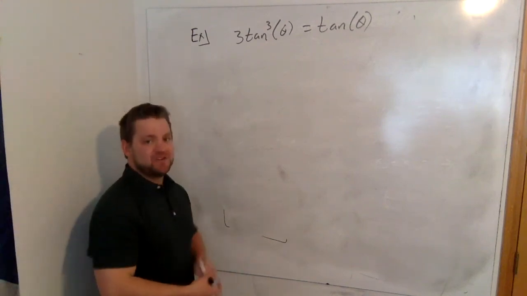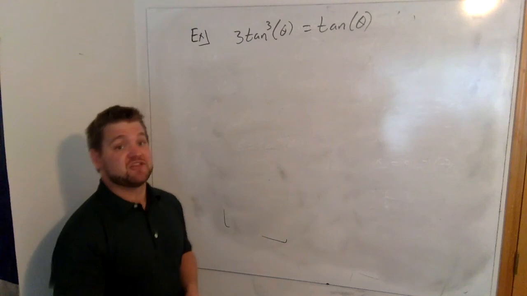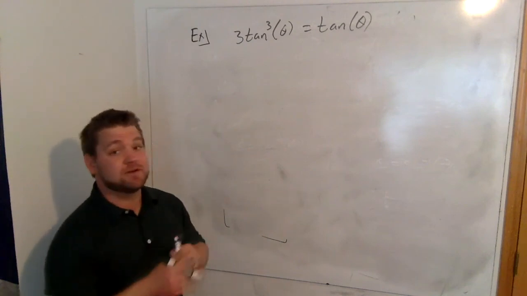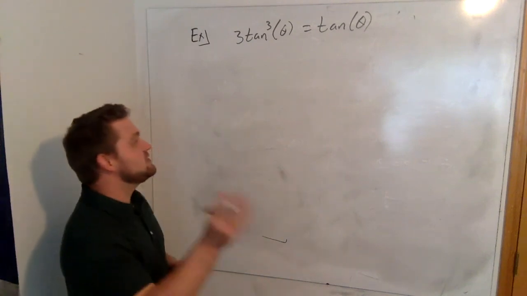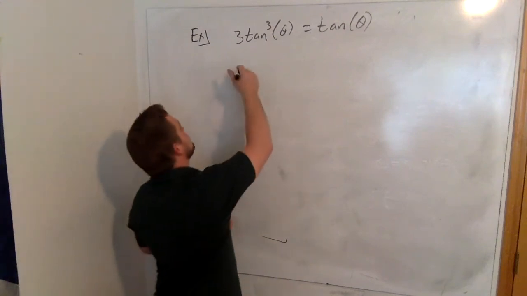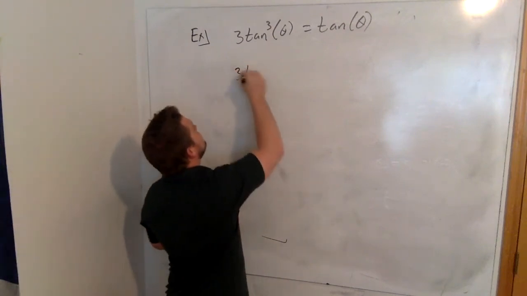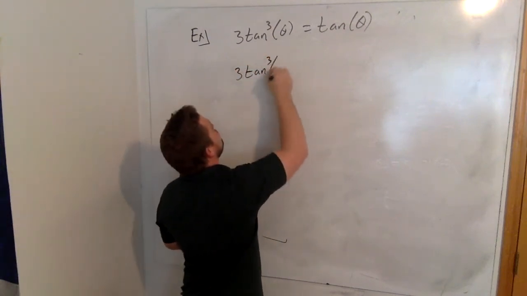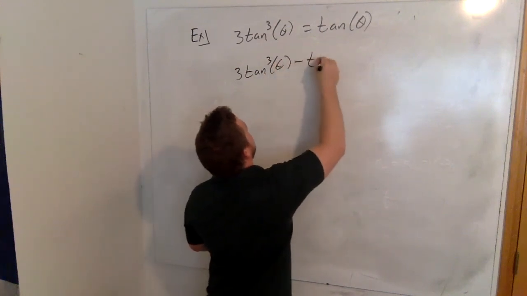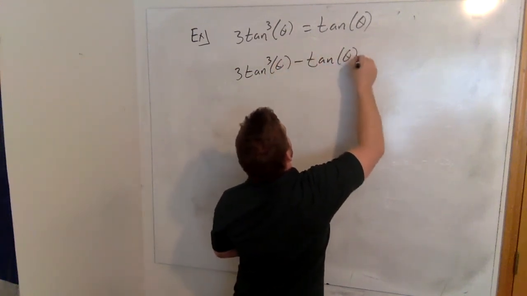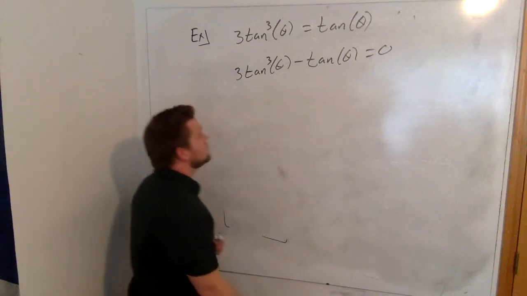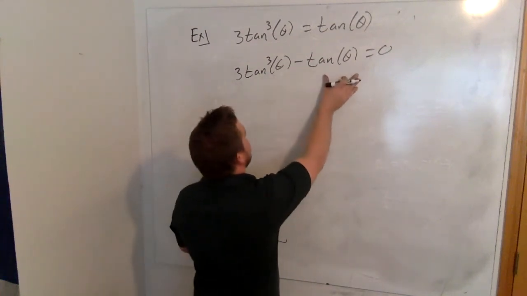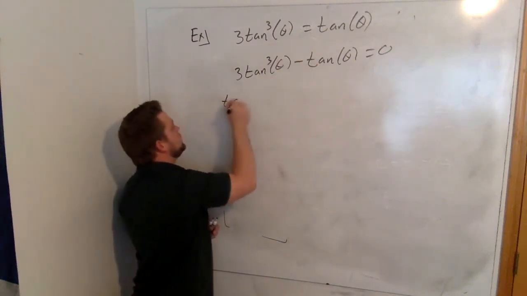What you don't want to do here is divide both sides by tangent. Do not want to do that. You're going to get rid of one of your solutions. We need to move everything to one side and factor. So here we have 3 times the tan cubed of theta minus the tan of theta equal to 0. And now these terms have a common factor of tan of theta that we can factor out.